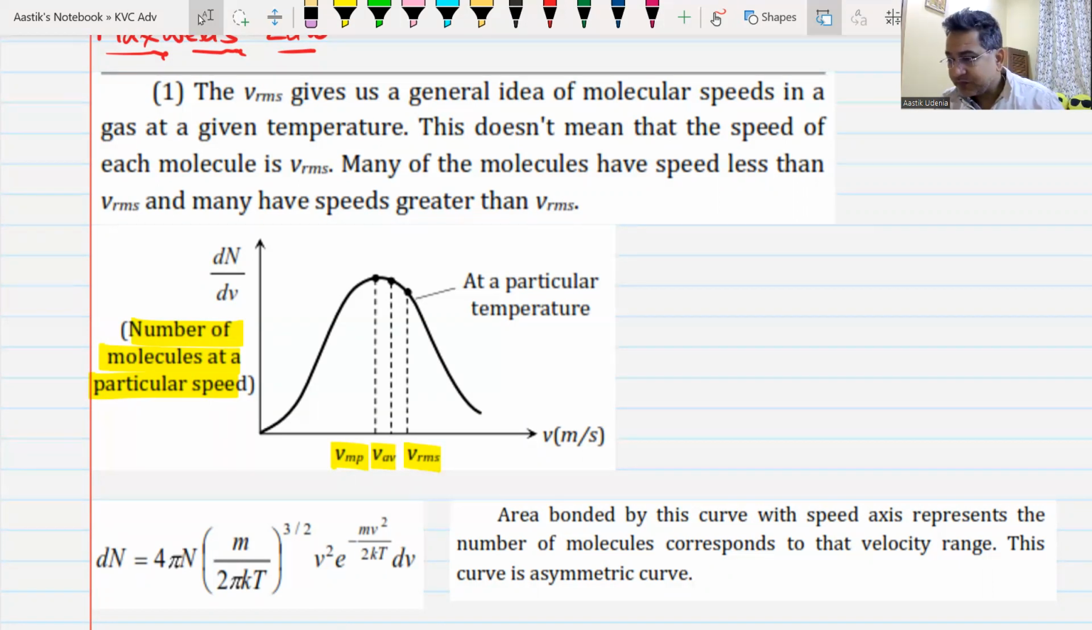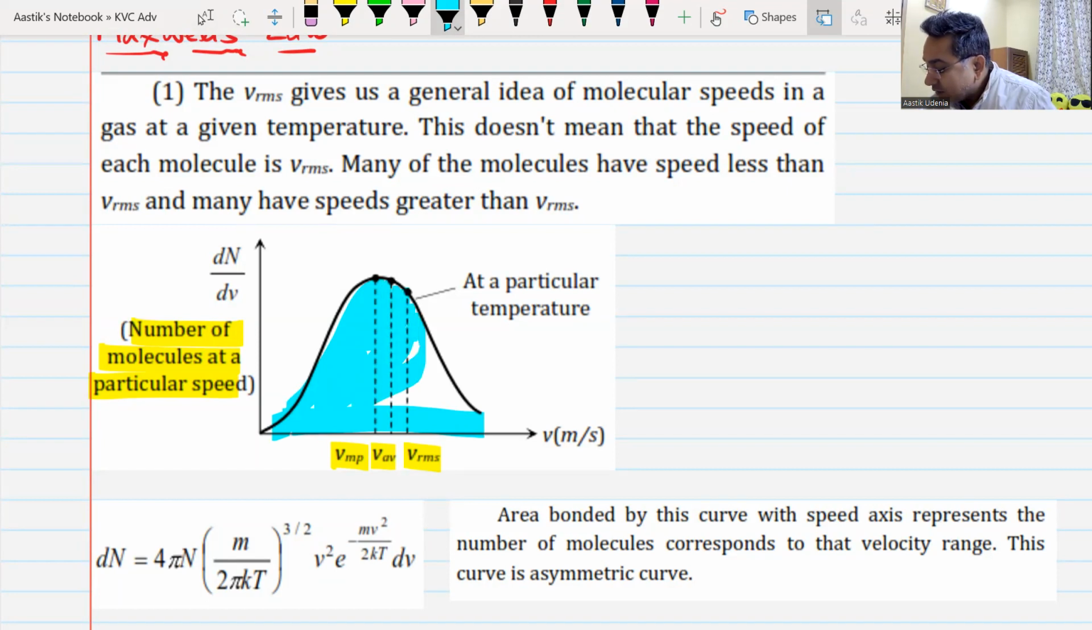Sir, that last line, sir. Once see if it is wrong. Many of the molecules have speed less than VRMS and many may have speed greater than VRMS. Yes, that is correct. Molecules may have speed more than RMS. So you can see it in the graph, yes or no? Some molecules are having speed more than RMS, some are having less. The area under this curve will give you the total number of molecules. Do we understand this?